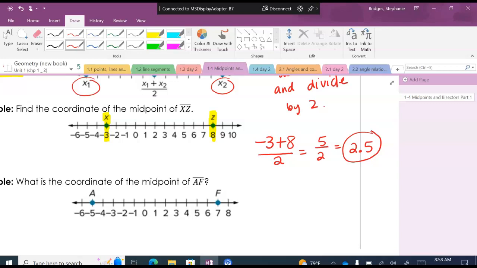If you need a calculator, you're welcome to borrow one of mine up front. If you're not comfortable with your math, give me just a second. Let me erase this. I'll be right there.